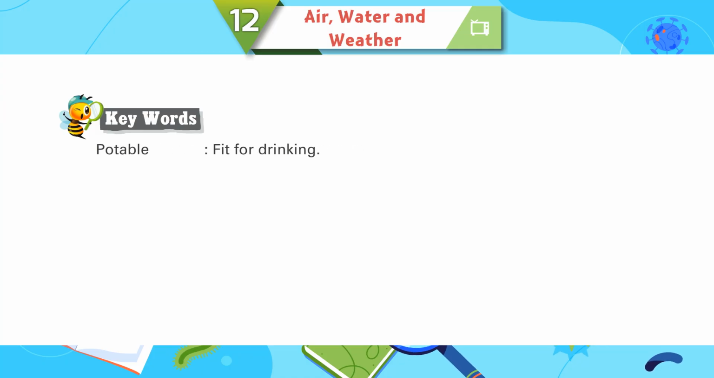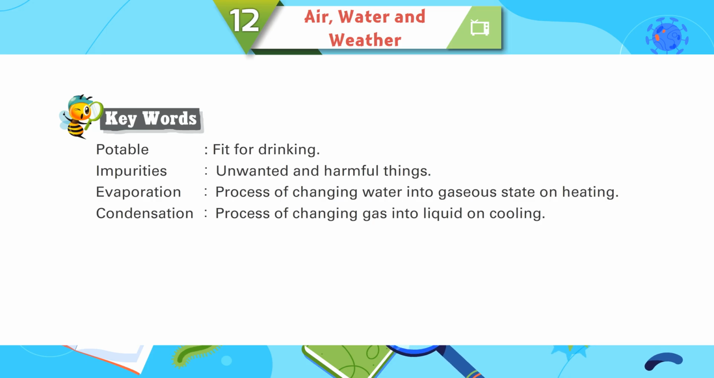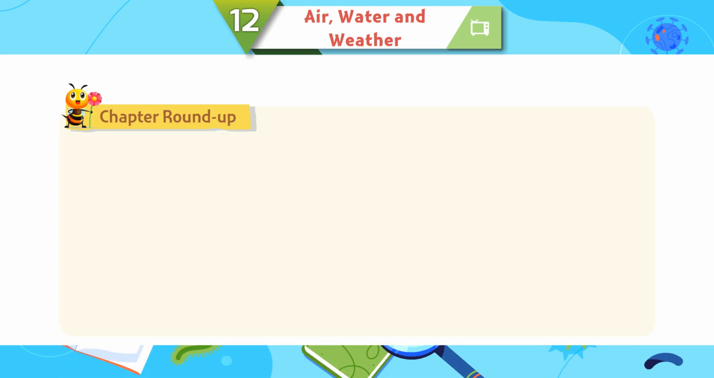Key words: potable, fit for drinking; impurities, unwanted and harmful things; evaporation, process of changing water into gaseous state on heating; condensation, process of changing gas into liquid on cooling; intense, strong or serious; flood, when a place is filled with water due to heavy rainfall; drought, a long period of time without rain.